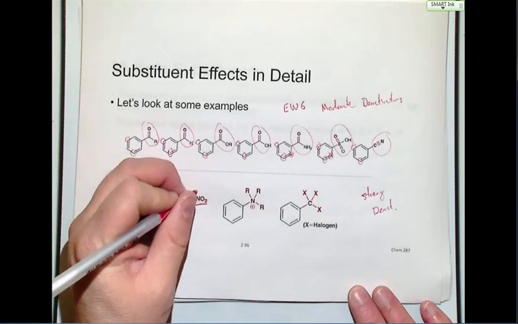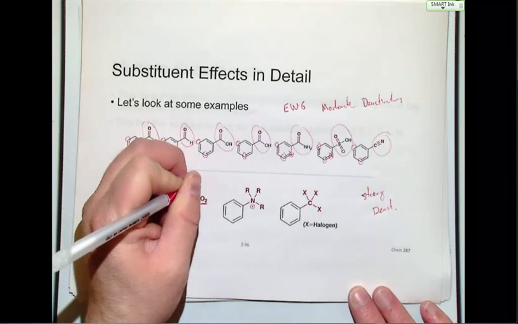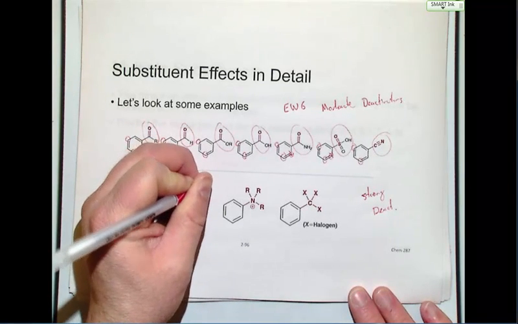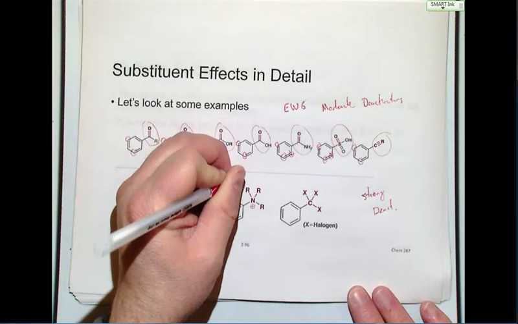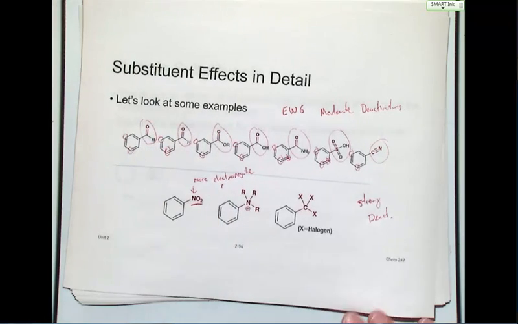Yeah, nitrogen is more electronegative than carbon. And then this is a special case, like CBr3, for instance. That's because we have a lot of electron withdrawing groups attached to a carbon atom that doesn't have any lone pairs. That creates a situation similar to nitrogen, where it's really electron withdrawn. So these are all strong deactivating groups.